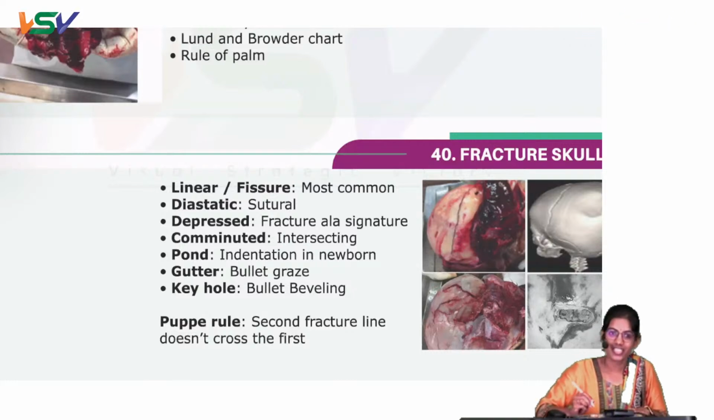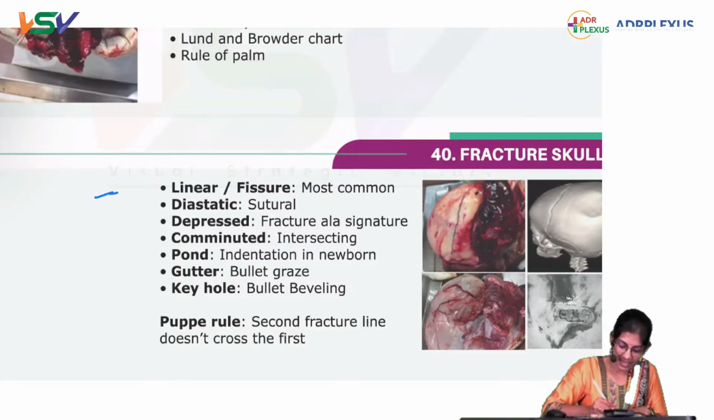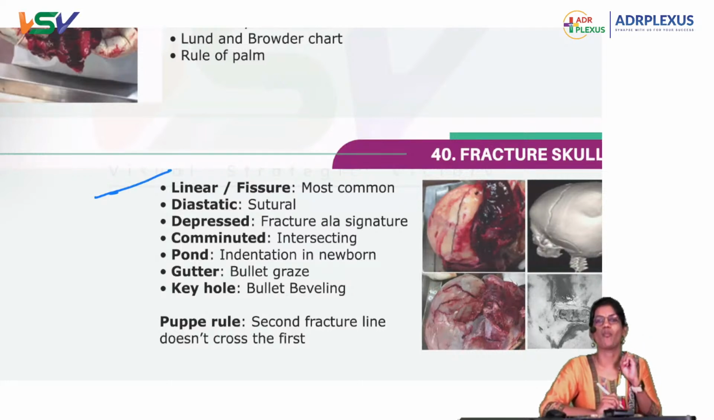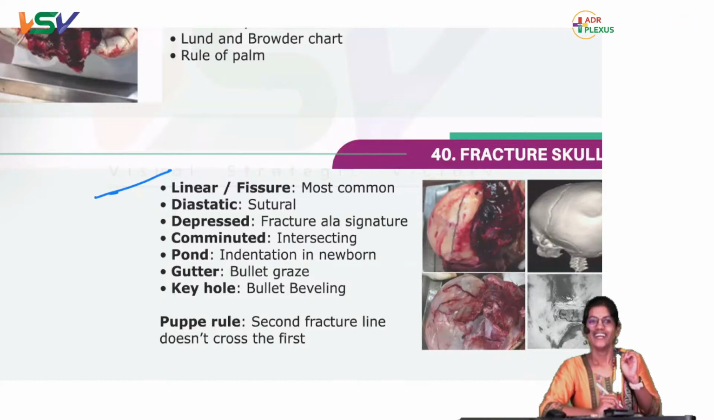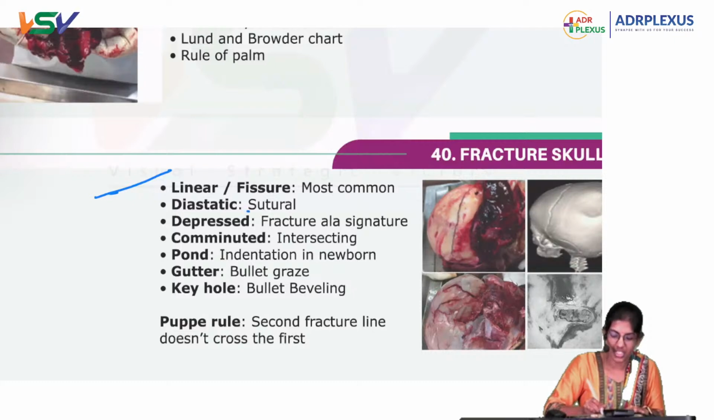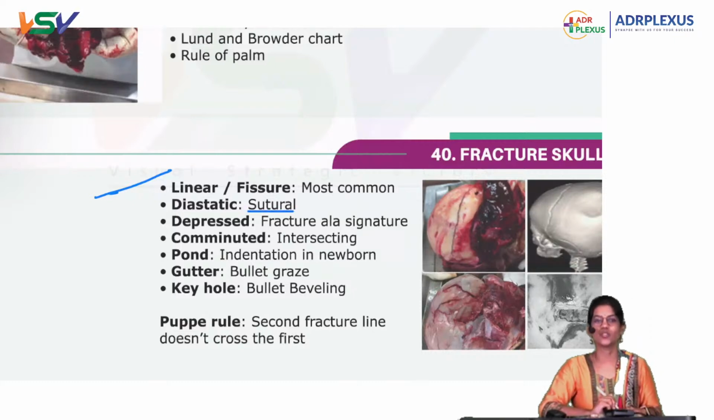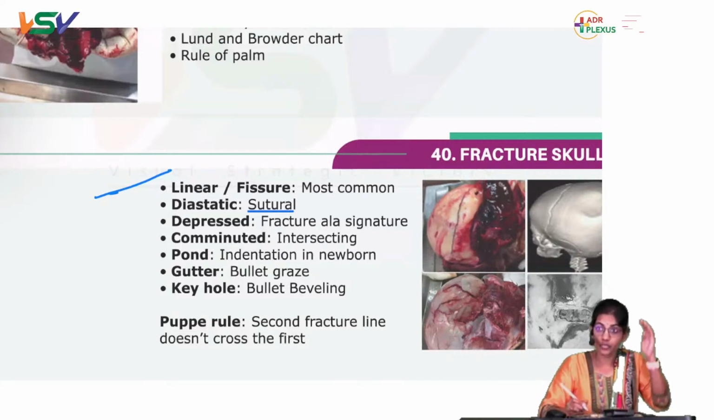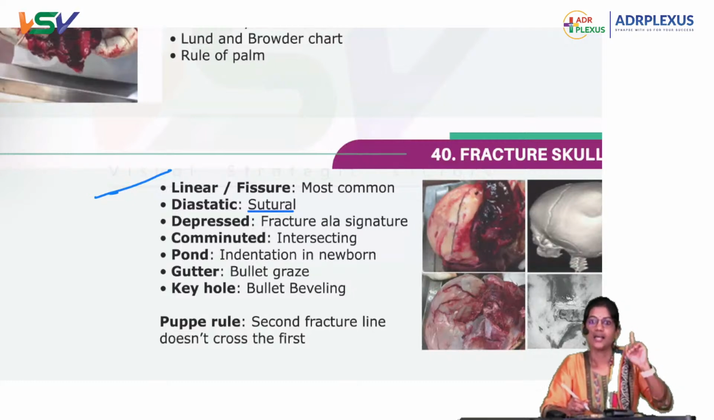The linear fracture means it's like a kind of a line. It is also known as the fissure fracture and it is the most common type of fracture. The next is a diastatic fracture. Diastatic means sutural. It passes through the sutures. It's a sutural fracture. Depressed fracture means a part of the skull is being pushed inside.